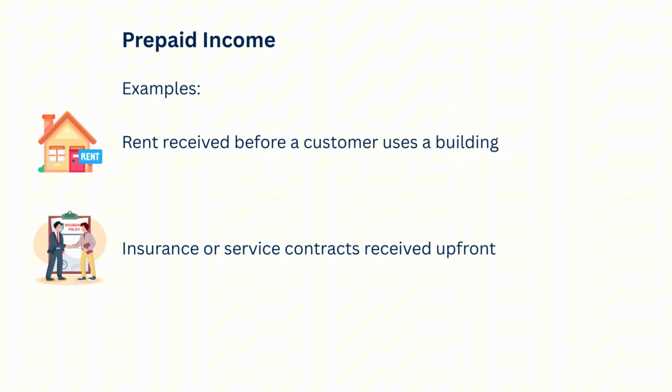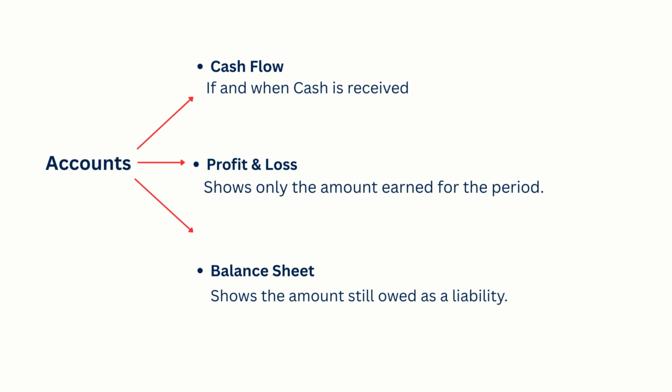Let's separate cash flow from accounting profit. Cash flow records money when it is received. Profit and loss only shows income that has been earned in the period. The balance sheet shows what is still owed as a liability. Prepaid income is a liability because the business has a future obligation. Until that obligation is fulfilled, the amount cannot be treated as earned income.